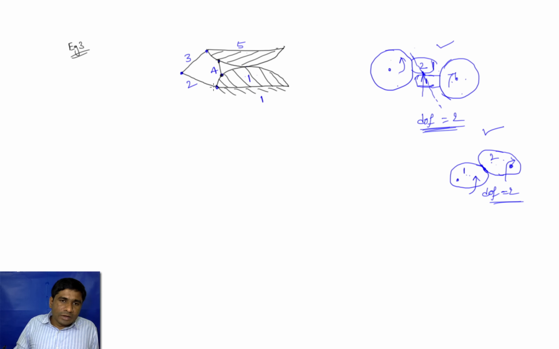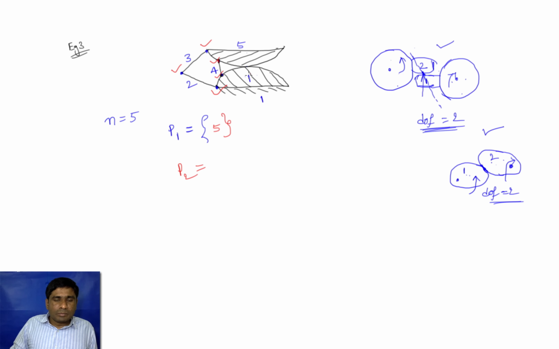First, calculate how many links are there. So links are 5, and next calculate the P1, pairs having degree of freedom 1. This is 1, this is 2, this is 3, and here 4, and here 5. So we have a 5, and what is the P2? How many pairs having degree of freedom 2? Only cam 1 and 5. So we can write P2 equal to 1.